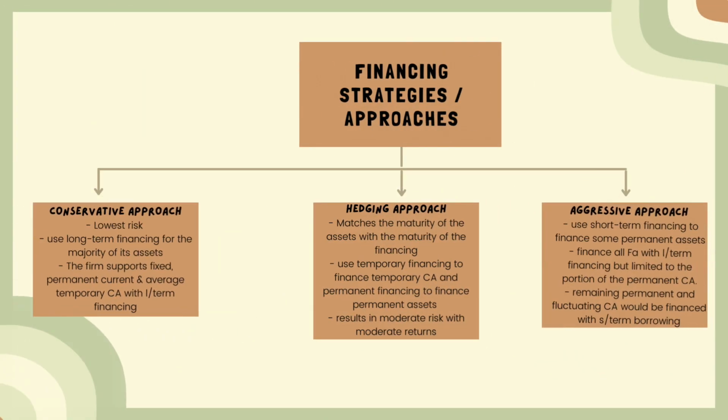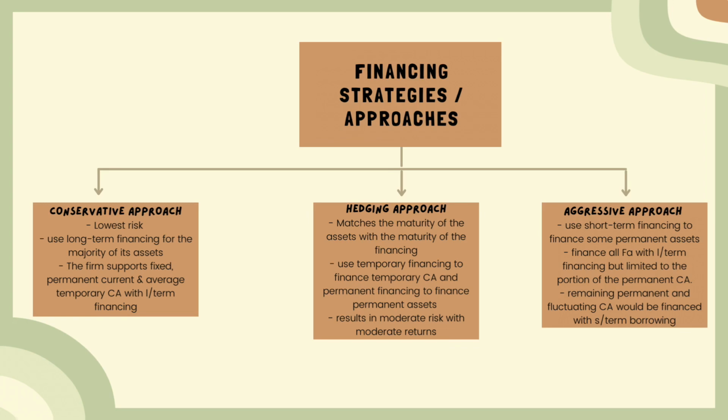The first approach is the conservative approach. It has the lowest risk and uses long-term financing for the majority of its assets. The firm supports fixed, permanent current and average temporary current assets with long-term financing. The second one is the hedging approach. It matches the maturity of the assets with the maturity of the financing. It uses temporary financing to finance temporary current assets and permanent financing to finance permanent assets. It results in moderate risk with moderate returns.